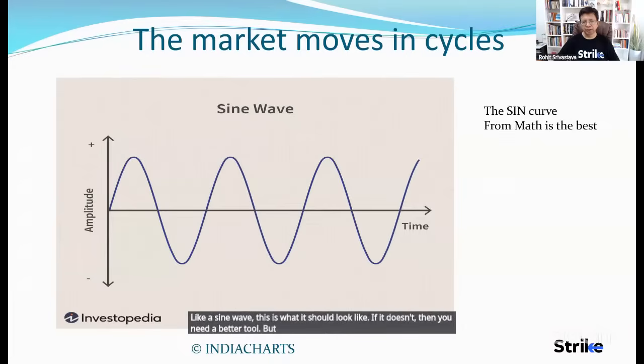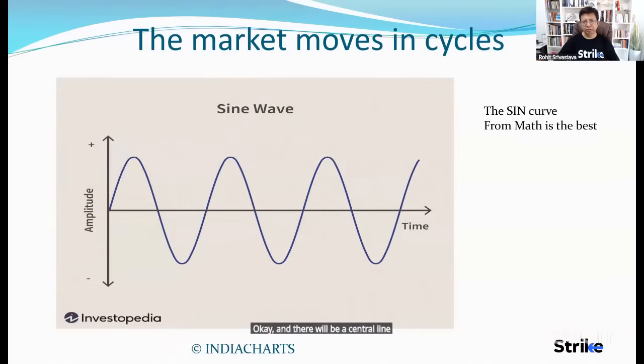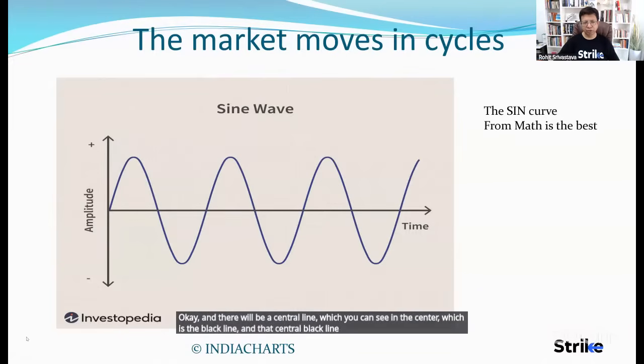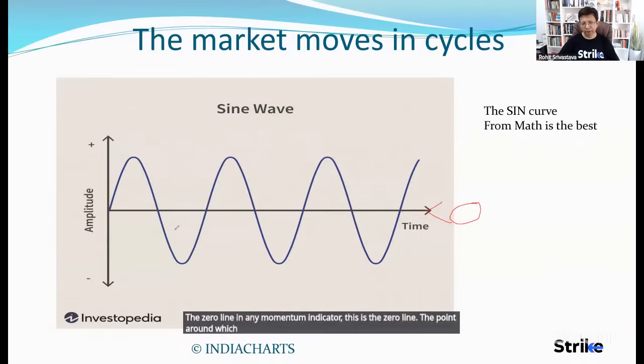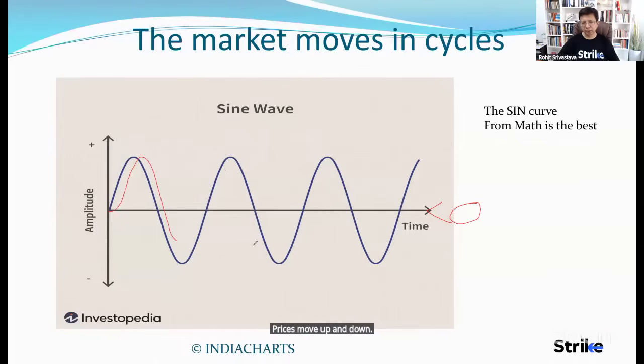But most momentum indicators will tend to look like this. Okay, and there will be a central line which you can see in the center, which is the black line, and that central black line is essentially what we call the zero line in any momentum indicator. This is the zero line, the point around which prices move up and down, right? They're moving up and down around a zero line. And each time prices start and come back to zero, I call that one cycle.